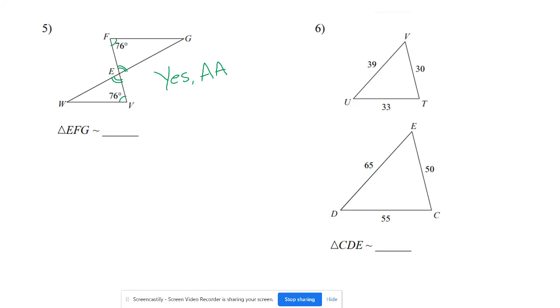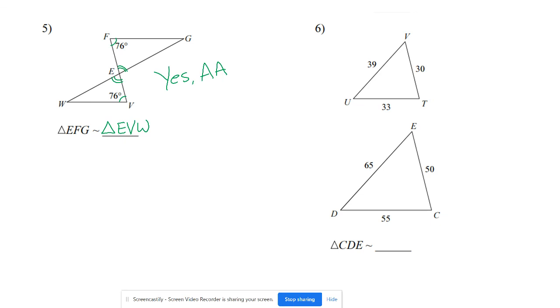Now what I would do is write my similarity statement. Okay, so E will match up with itself. F is at the 76-degree angle, which V is also at. So V will go with F. And then W is going to go with G. So EFG is similar to EVW.